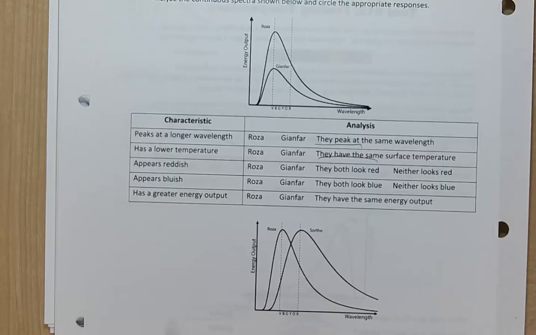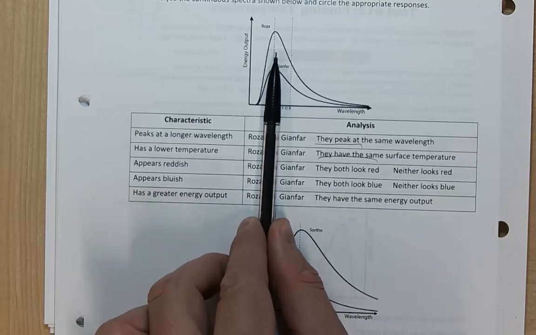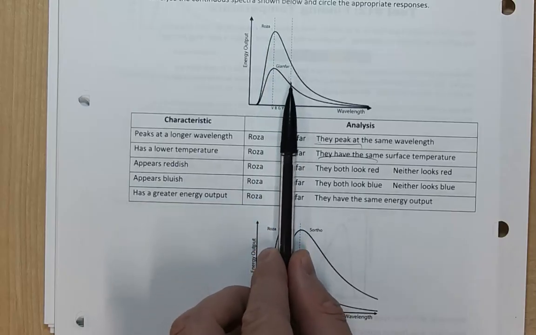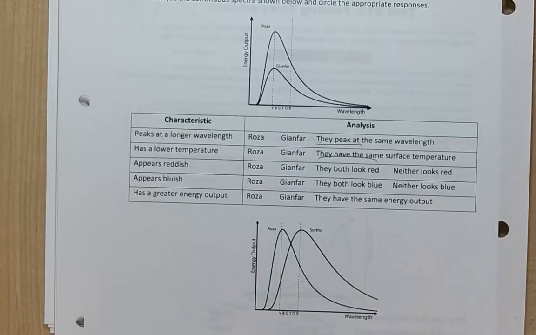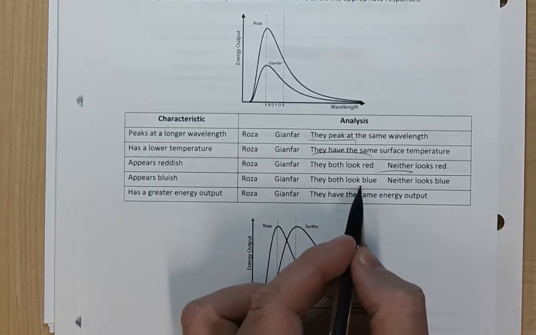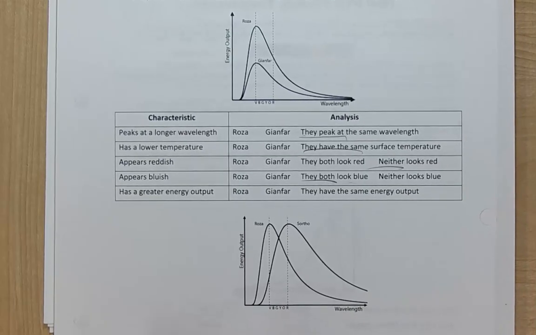Which one appears redder? Well, they're both giving off the blue and the violet light most intensely. Neither of them is brightest in the red or anywhere close to the red. So which one looks redder? Neither. Which one looks bluer? Both. Which one has the greater energy output? Okay, what's another word for energy output? When you're talking about how much energy a star gives off in total every second, what's another word for that?